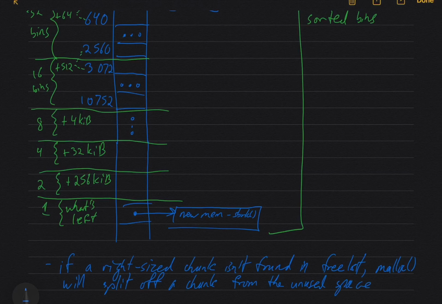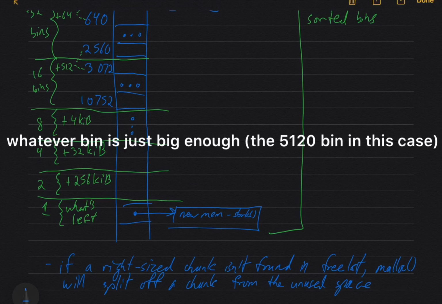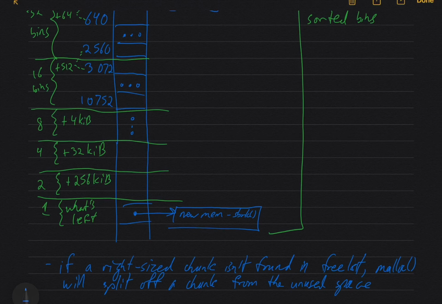And if it can't find one there, then what it will do is it will use the best fit. So say you want like a 5 kilobyte chunk, and what's left isn't big enough to satisfy that request, then it will go to the 32 kilobyte bin and choose the smallest one that it can find that will hold 5 kilobytes, even if it's not exactly the right size.